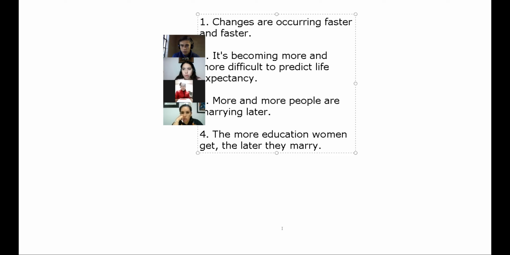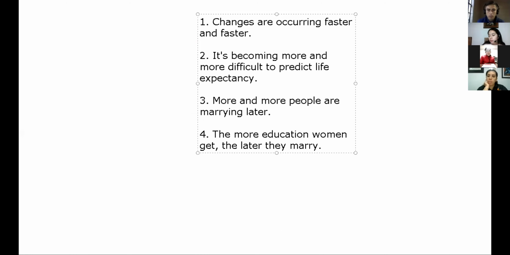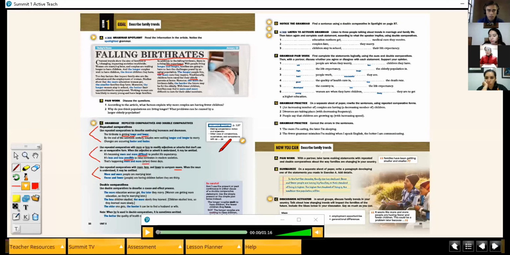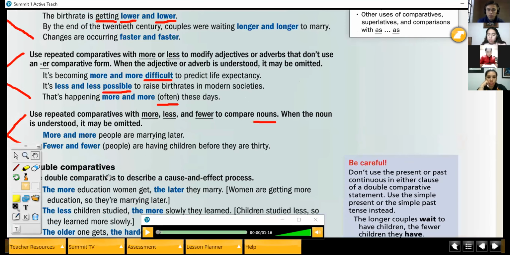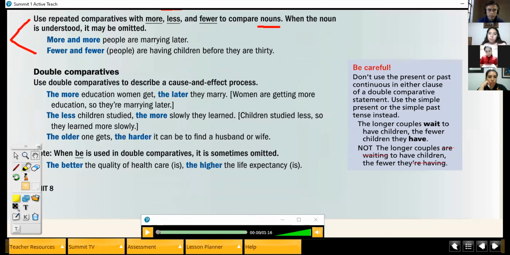I'm going to project the book. We're going to read some information. Oh, wait, we didn't read this, right? Double comparatives. All right. Can somebody help me read the examples? All right, go ahead.